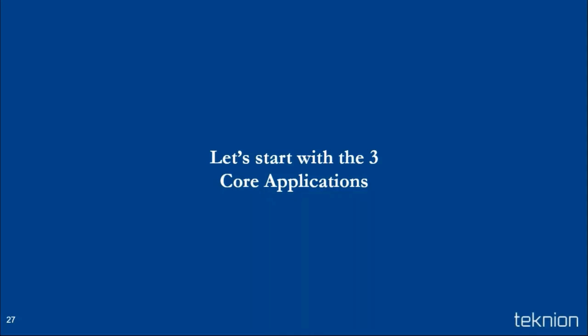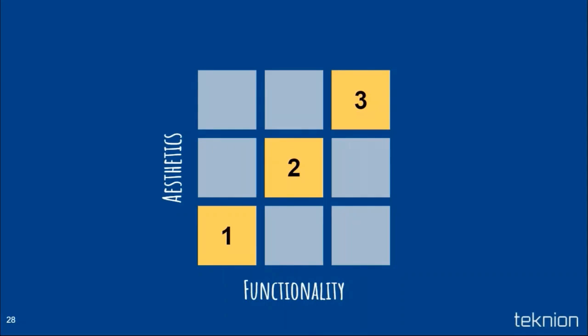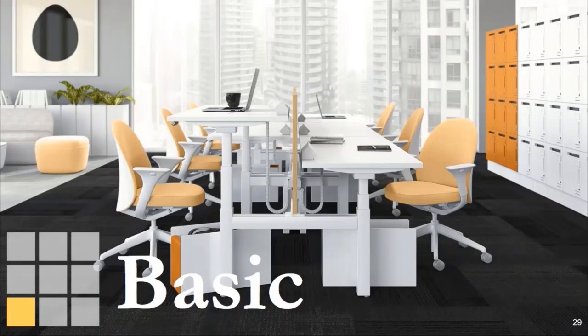So I'm going to dive just a little bit into the applications. This is a little bit more about trying to highlight some of the functions and features of the product so that you get a little bit of an understanding of how it might vary. So I'm going to talk about the 3 primary or core applications. So application number 1 is, I think of as being basic. So this is basic functionality and basic aesthetics. This might be a nomadic worker that's in and out of the office a lot, maybe an unassigned desk.